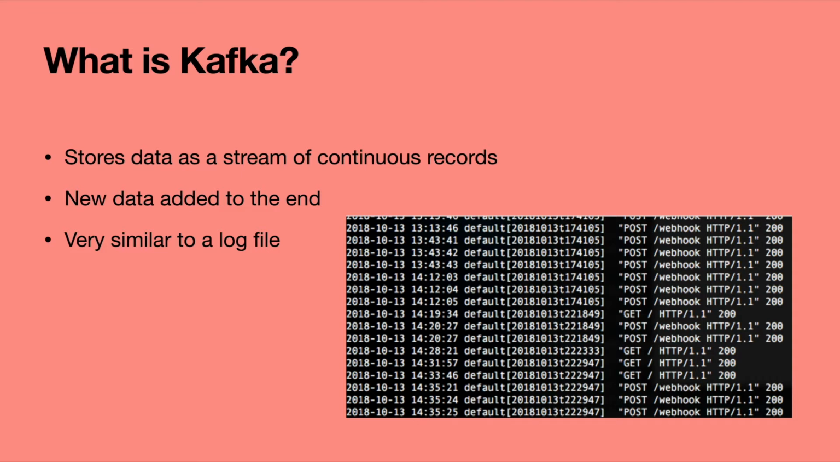If you imagine the log file we have to the right, every time there's a new HTTP event that's coming in, it's getting added to the end of the log file. Kafka is very, very similar. Imagine it as a database of records, and every time a new record comes in, it's added to the end of the table. So it's very quick because every time there's new data that comes in, you just add it to the end.